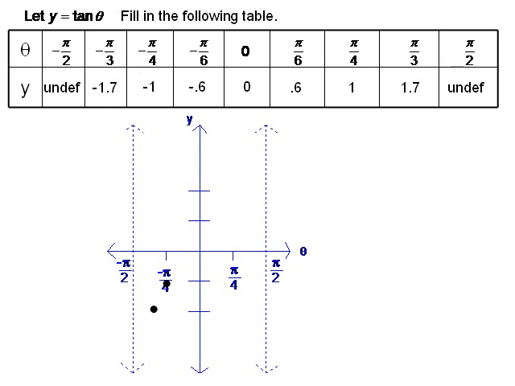At negative pi over 4, we're at negative 1. At negative pi over 6, we're at negative 0.6. At 0, we're at 0. At pi over 6, we're at 0.6. At pi over 4, we're at 1. At pi over 3, we are at 1.7. And now, go ahead and connect those, and it looks like that curve.